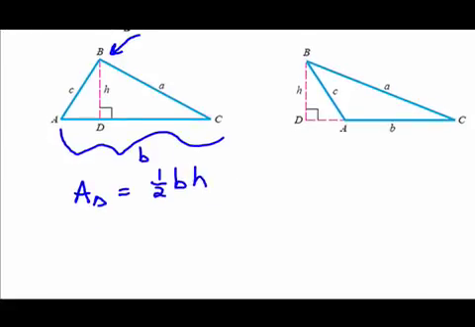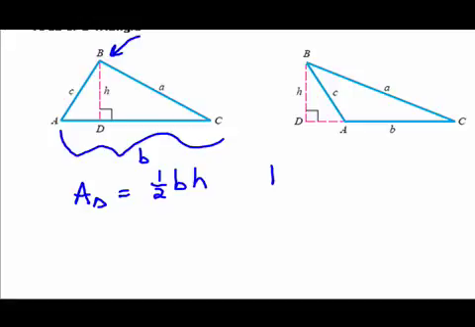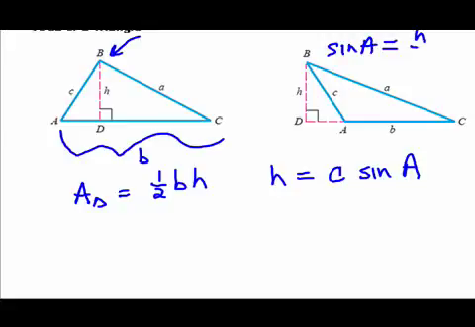Well, we saw earlier, h is the same thing as what? Well, the sine of angle A would be h over c. So h was the same thing as c sine A. We used that earlier when we derived the law of sines. The sine of A is h over c, so when you cross multiply, h is c times sine A.